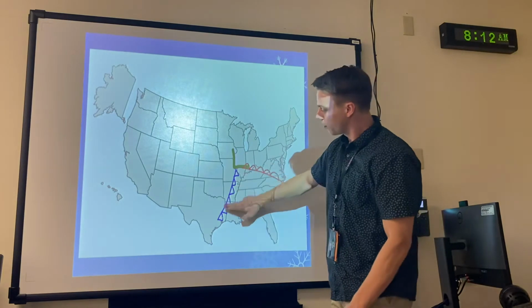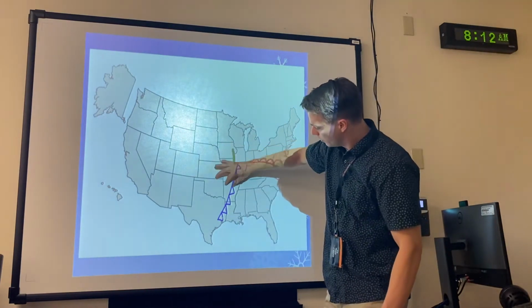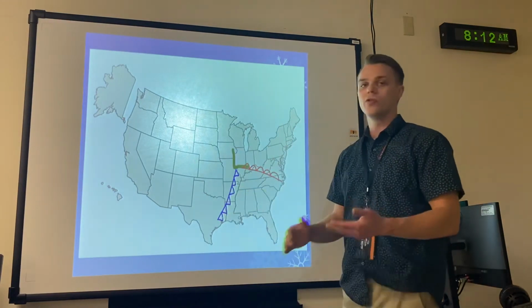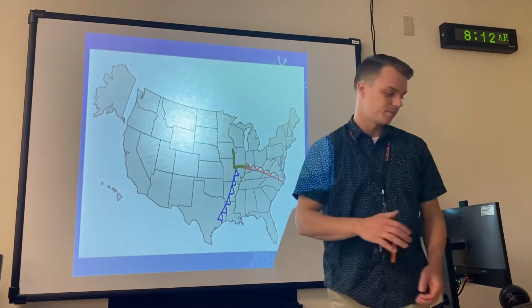But the cold front, since it's a wall of cold, usually has a really thin storm across it, which is usually some type of thunderstorm, especially in the summer. Okay?